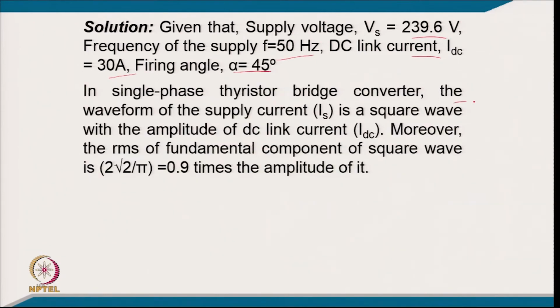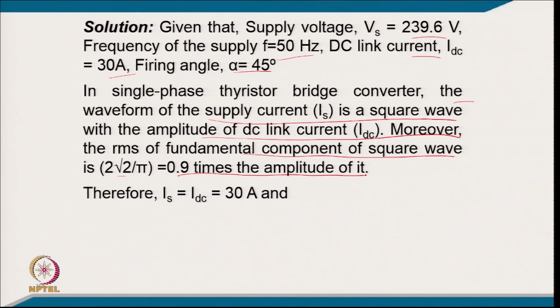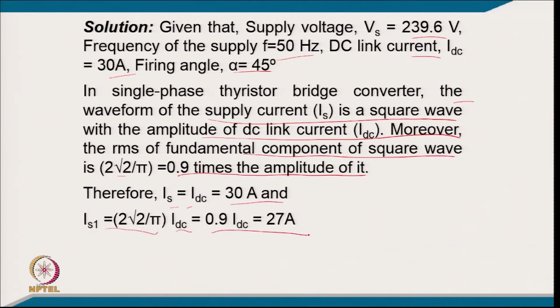In a single phase thyristor bridge converter, the waveform of the supply current is a square wave with the amplitude of the DC current. Moreover, the RMS of the fundamental component will be 2 root 2 upon pi, that is 0.9 times the amplitude of the current. Therefore, the RMS current will be IS equal to IDC, 30 ampere, and the fundamental current will be 2 root 2 upon pi into IDC, that is 0.9 IDC, equal to 27 ampere.